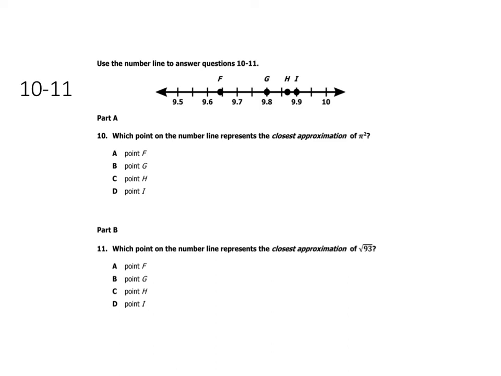Number 10 and 11. Use the number line to answer questions 10 through 11. Part A, which point on the number line represents the closest approximation of pi squared? So in your calculator, you hit pi, x squared, to get pi squared, and that equals 9.8696.